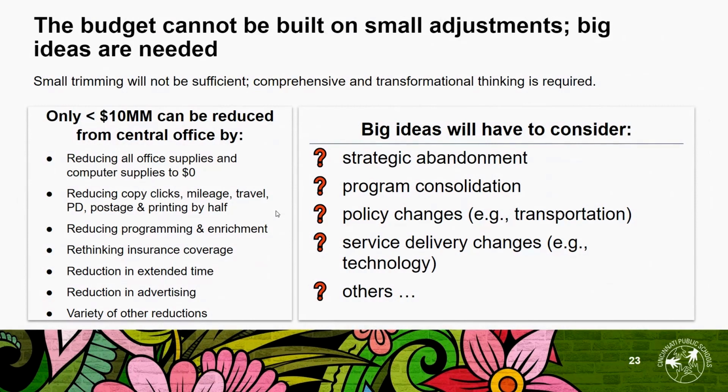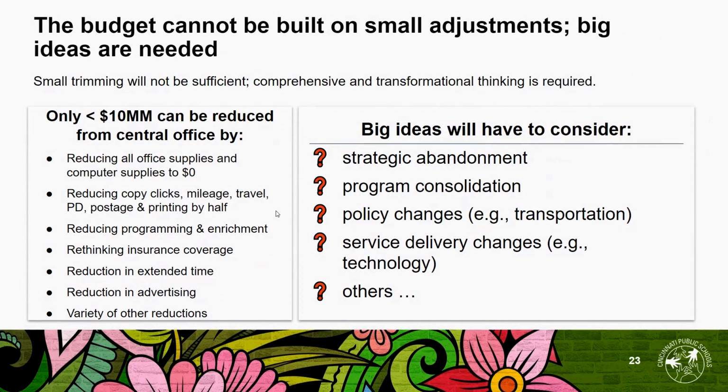We don't have enough of those $10 million chunks to make our way to the full 90. So we've got to think about bigger things here as an organization. Are there things that we strategically abandon? Maybe they're things or programs that we've been doing, but in pursuit of those goals and guardrails and in light of the resources we have, they just aren't going to create the most return on investment. Are there programs that we need to consolidate or policies that we need to reconsider?